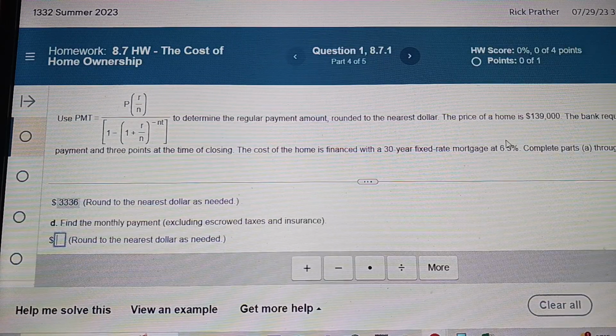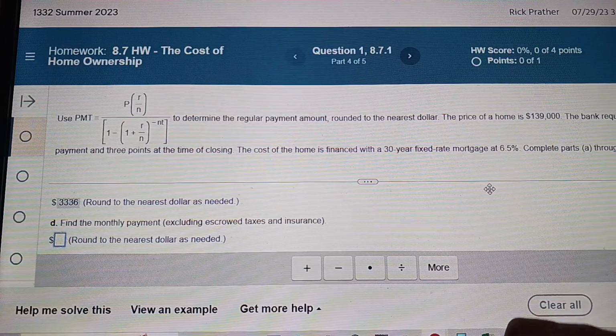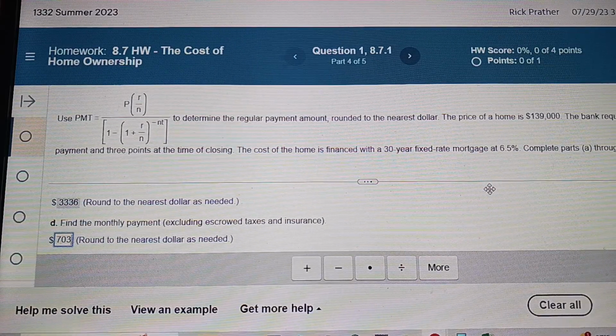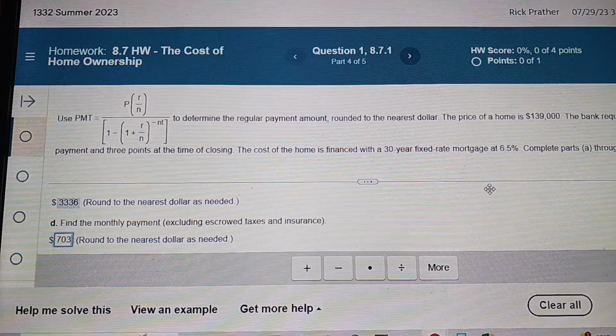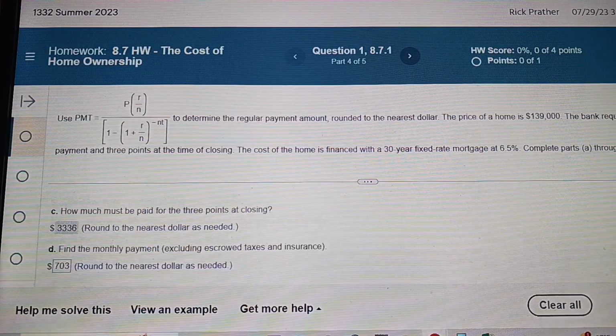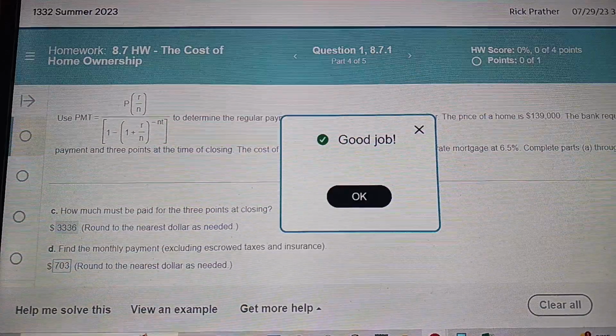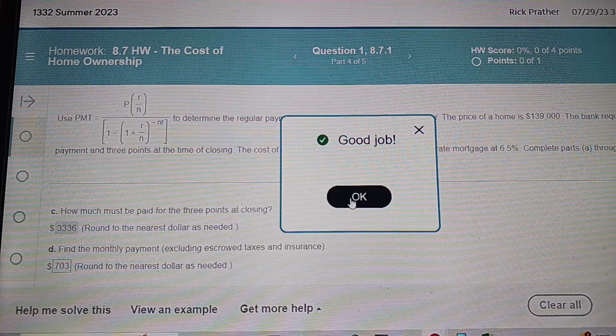But that way you know how much you're paying every month, and you don't get any surprises and all of a sudden it's June and your insurance is due. Oh, you need $1,200 for insurance. So 703. So they're kind of ignoring the more complicated parts here at least.